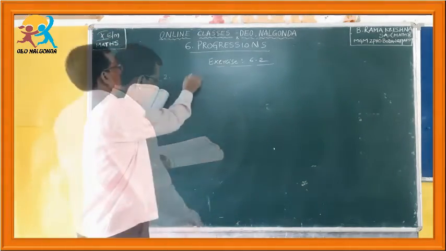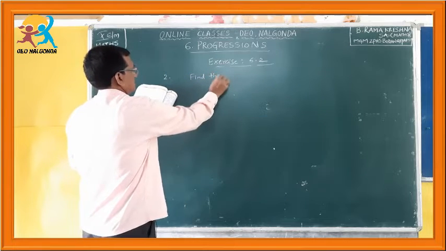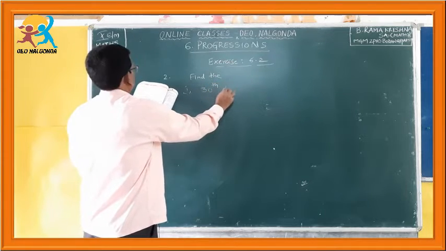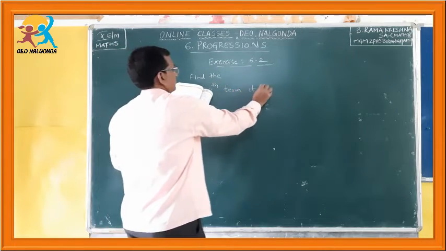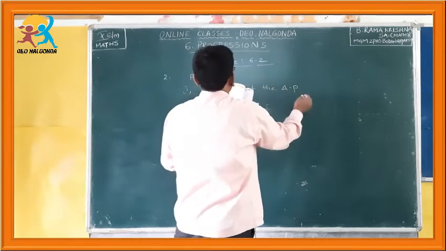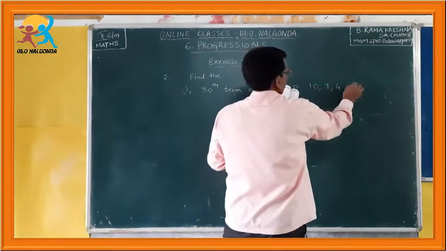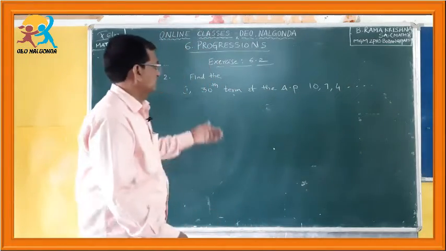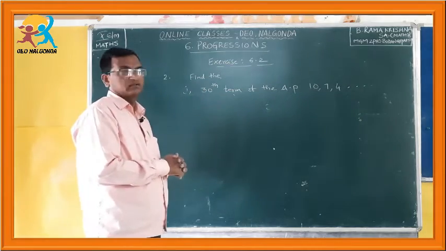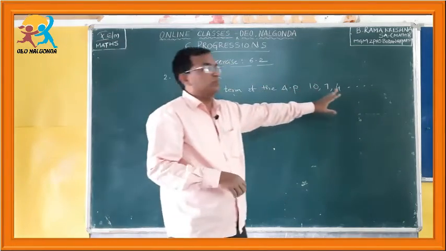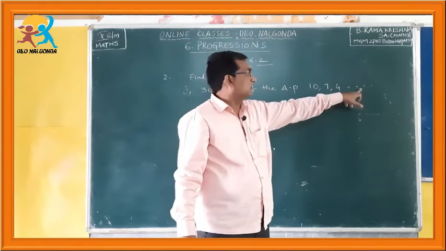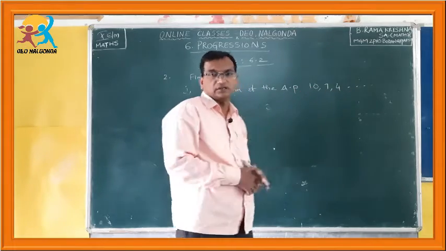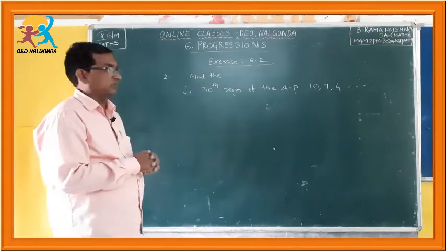See here, find the first one, 30th term of the AP 10, 7, 4, dot. Here is an infinite sequence, infinite arithmetic progression. Why are we calling this infinite? Because there are dots at the end, meaning and so on, this arithmetic progression will continue. We do not know the last value.